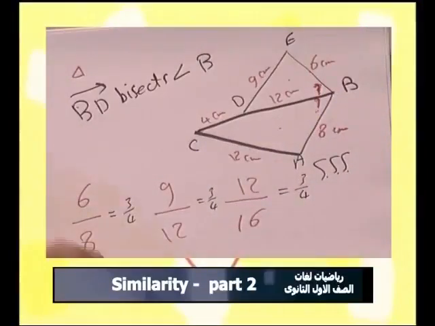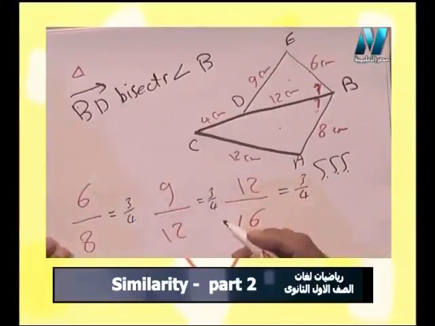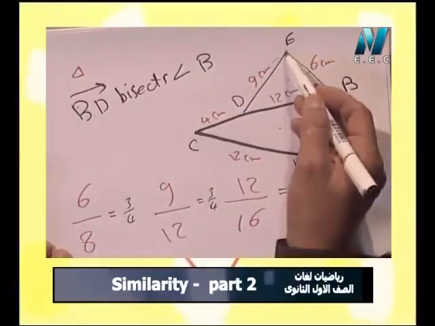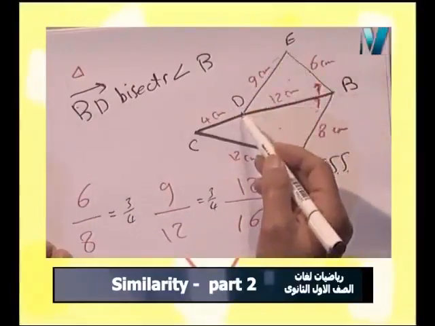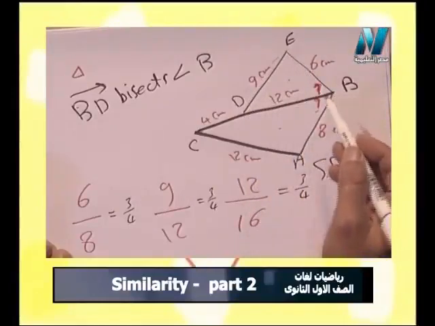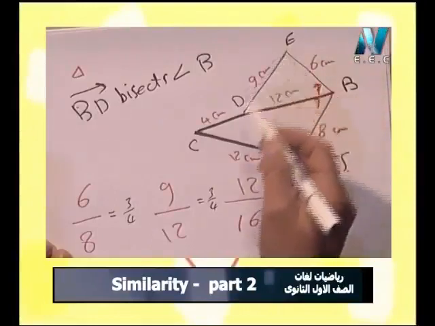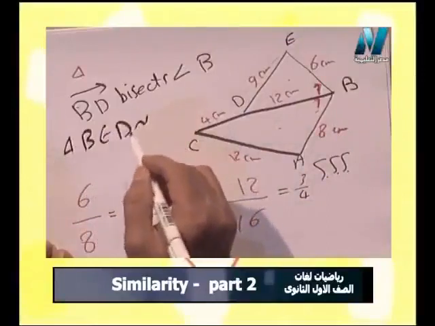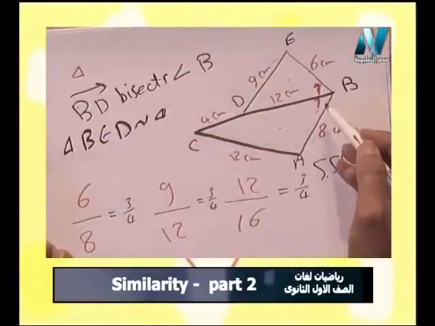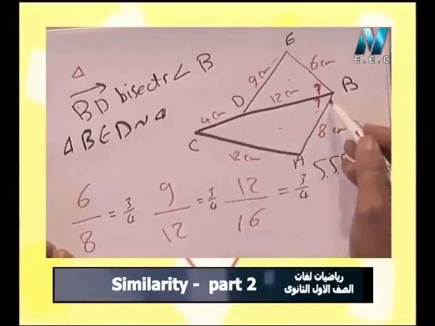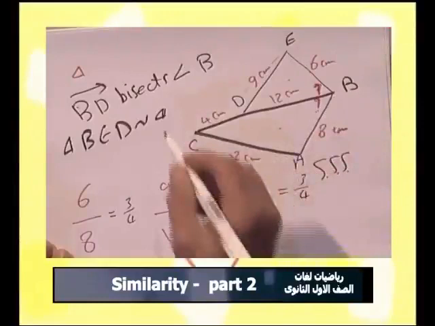If we want to arrange or put the triangles in order, we put them from the smallest to the greatest. So we have here BE equals 6 and ED equals 9 and DB equals 12. We arrange them, so we can say the triangle BED is similar to the triangle that starts from smaller to greater, so we call it BAC.